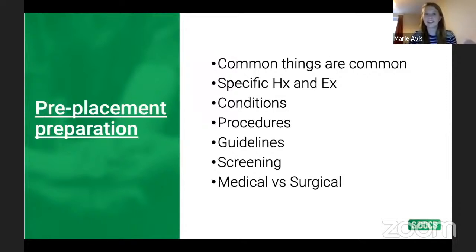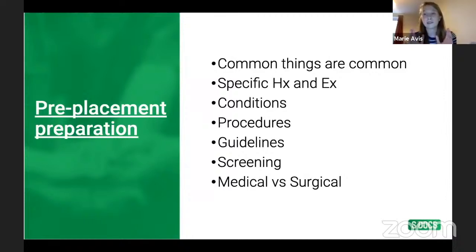But just in case, I'm not saying every consultant puts you on the spot like that or trying to scare you, but if there is a really obvious screening program, like breast cancer screening or cervical cancer screening, then just have a look up and know who they screen, what happens at the screening, that type of thing. And then a brief note about the difference between medical and surgical firms.